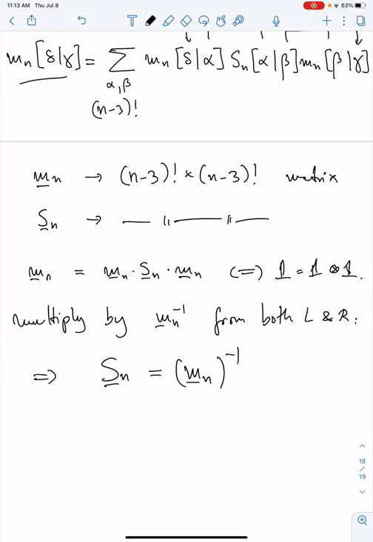Of course, at this point you might say, oh, wait a minute, does such an inverse really exist? In other words, if I pick any (n minus 3) factorial by (n minus 3) factorial matrix of adjoint scalar amplitudes, is it invertible? And the answer is that yes, it is. It has full rank (n minus 3) factorial, and you can invert it. And so this actually holds.